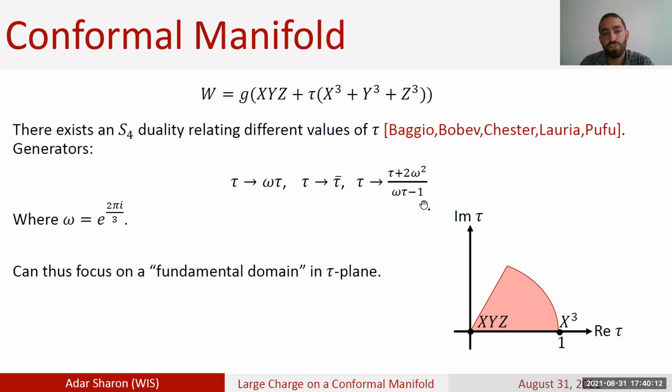So these transformations generate your duality transformations, and they form an S4 permutation group. This allows you to focus on a specific region in your tau space. So you don't need to take all values of tau. You can just focus on a fundamental domain, which is pictured here. At tau equals 0, we have this XYZ model down here, and the X cubed model now appears at tau equals 1, which is related by the duality to tau equals infinity. So we can study the entire conformal manifold by focusing only on this fundamental domain in the tau plane.